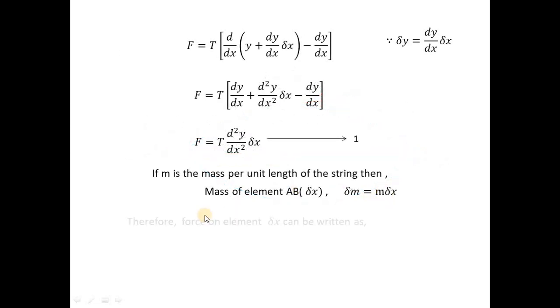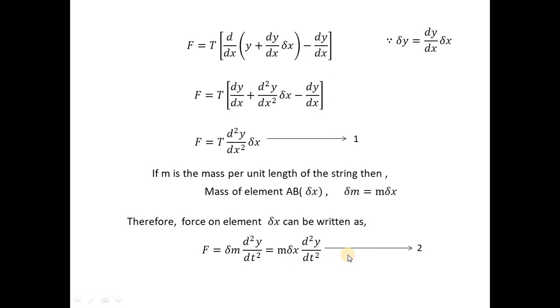So from the definition of the resultant force we can write the resultant force on the element dx is equal to mass of the element, that is del m, into double differentiation of the displacement of the string along the y-axis with respect to the time, which can be further written as this, that is, in place of del m I have written m del x from here. So let this be equation number 2.